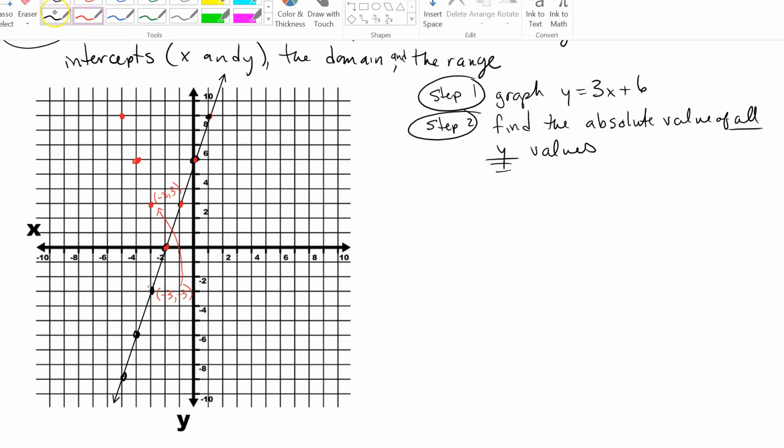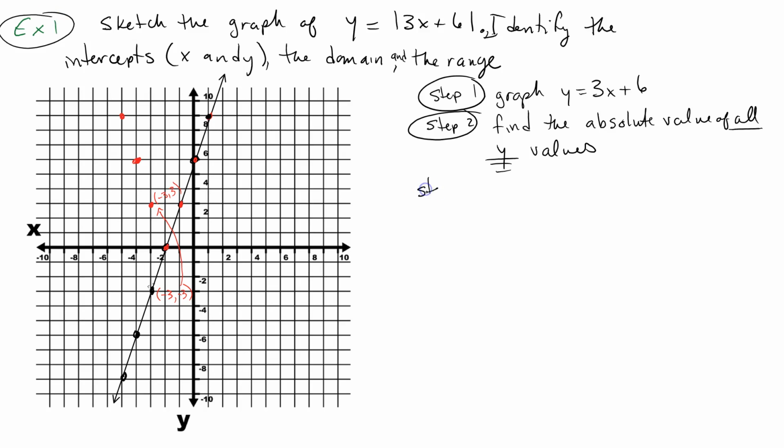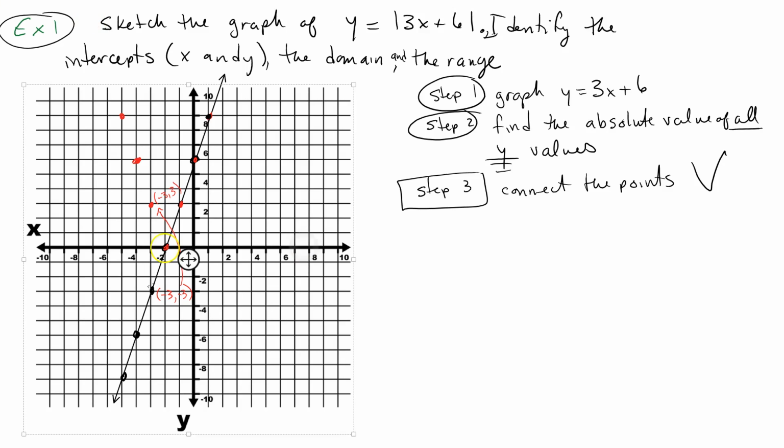Okay, so find the absolute value, and then step 3. Connect the points. There should be a V formation. Okay, so I'm going to do that in red. Don't forget your arrowheads.